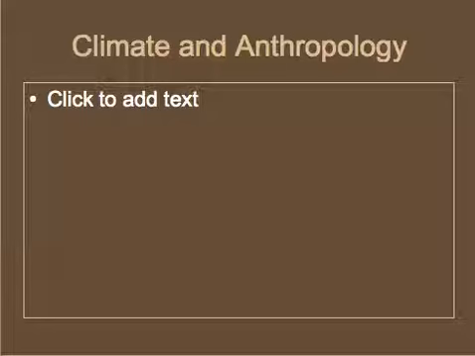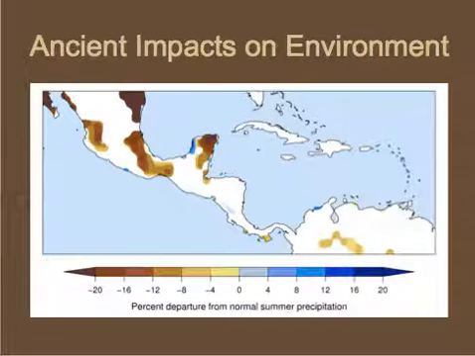Right? So I'll give you a couple of good examples. The Maya, right? Drought and the reconstruction of drought in the Maya area is one avenue that archaeologists have taken to try and explain why the Maya collapsed around 900 AD. Why were all these cities abandoned here in the lowlands of the Yucatan? And they think that drought did have a role to play in it.